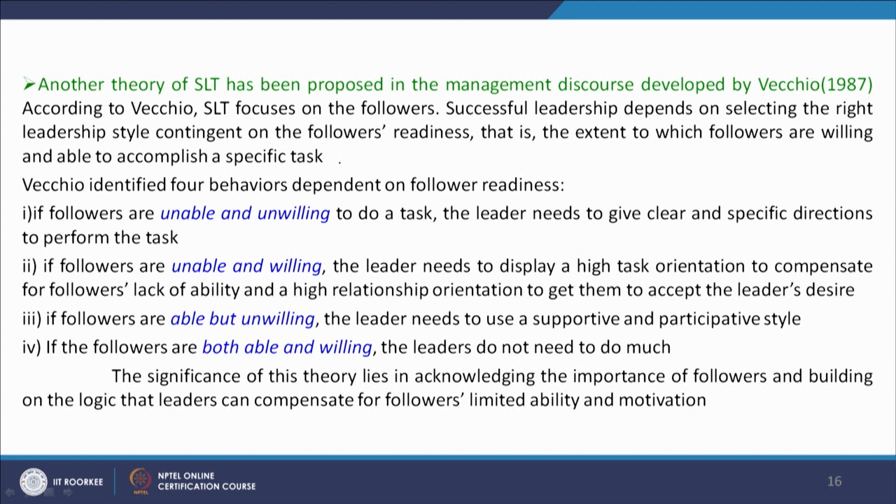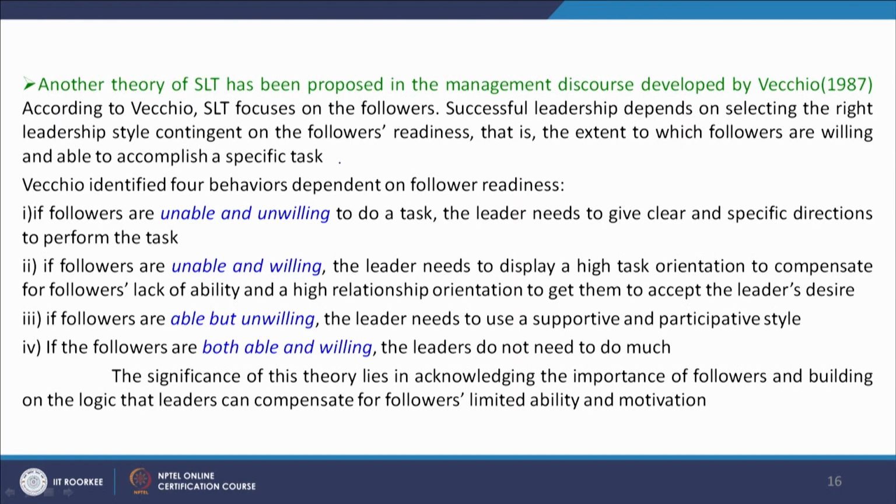Now, since it has been revised twice, first it was developed by Hershey and Blanchard, later on this was revised by Blanchard and his associates, and a third time again by VII in 1987, who also revised situational leadership theory in a different form, although the readiness component existed at that time. So, according to VII, SLT focuses on the followers, and successful leadership depends on selecting the right leadership style contingent on the followers' readiness.